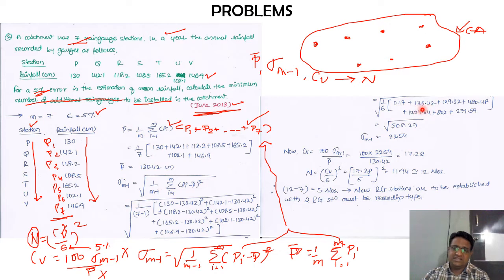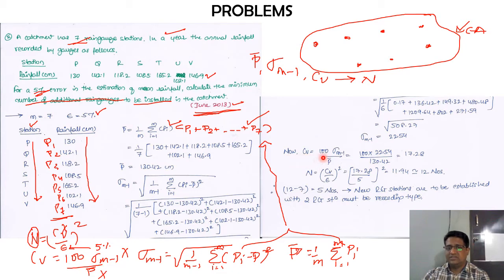Similarly the second term is 136.42, third term is 149.32, and so on and so forth. Ultimately if I do this calculation, I'll get 508.27. Again square root of that will be 22.54. So this sigma m minus 1, the standard deviation for this particular problem, has come out to be 22.54.